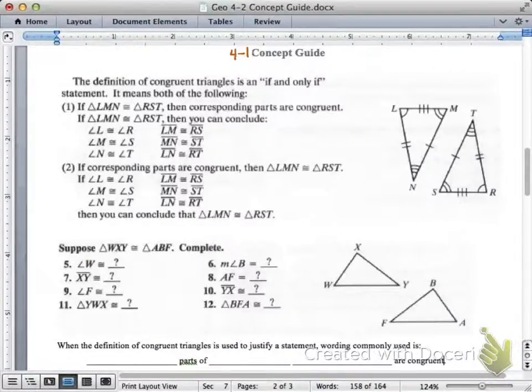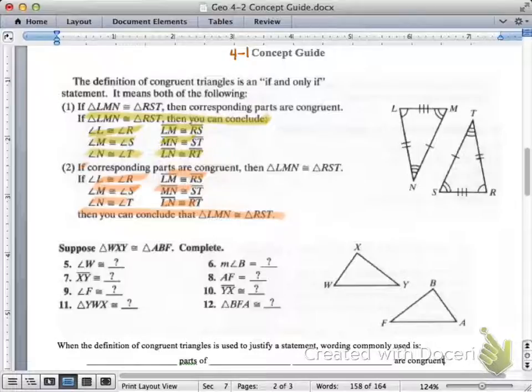So the definition of corresponding triangles, or polygons for that matter, is an if and only if statement. It's a biconditional, so it means we can go both ways. If triangle LMN is congruent with triangle RST, then we can conclude that all of these angles and all these sides are congruent with each other. And we can also flip it around and say, if all of these sides are congruent, then we know the triangles are congruent. So the first way that we are going to establish congruency is to say that all of the pieces and parts, all of the angles and all the sides of that polygon, are congruent.